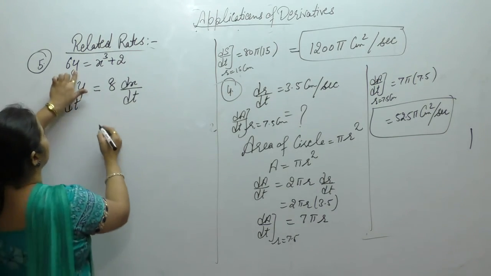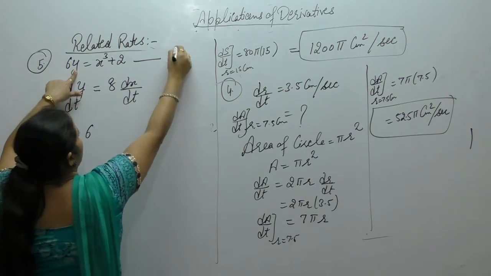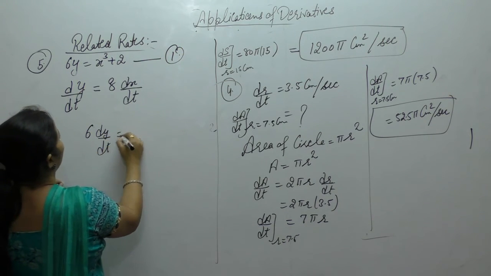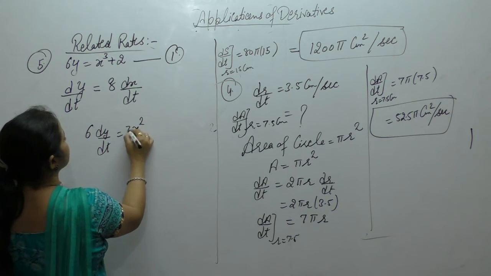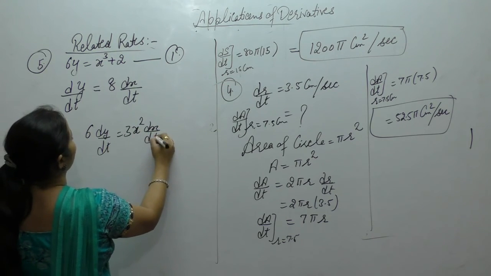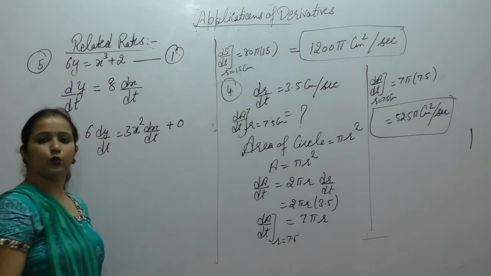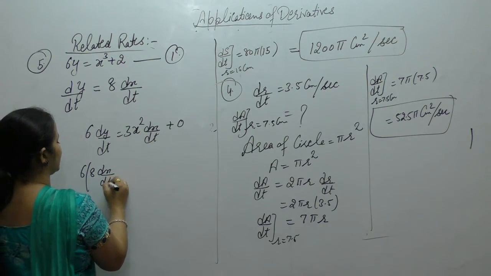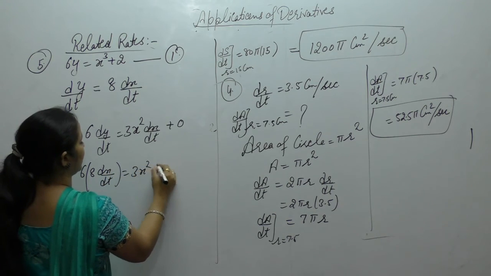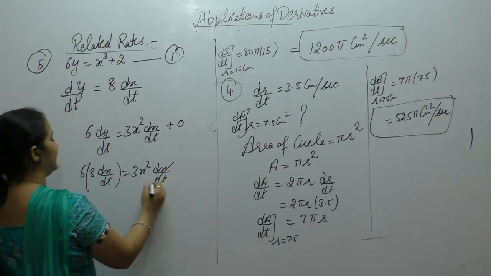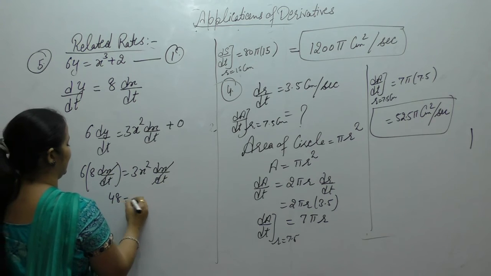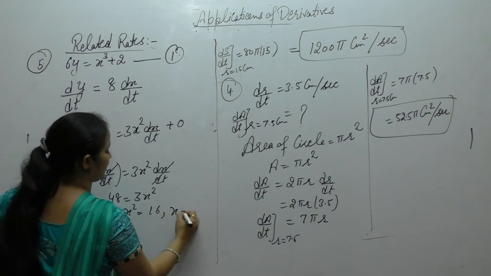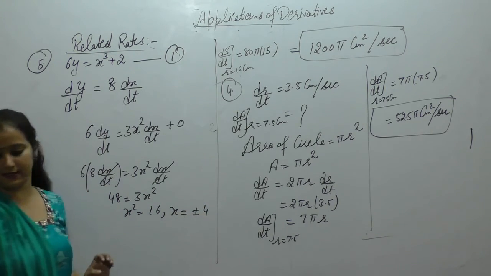Clear? Now differentiate this with respect to t. 6 dy upon dt, derivative of x cube is 3x square dx by dt, derivative of 2 is 0. dy upon dt is 8 dx upon dt, so 3x square dx by dt. dx by dt will get cancelled, 6 into 8 is 48. So we get x square is 16. So x is plus minus 4.